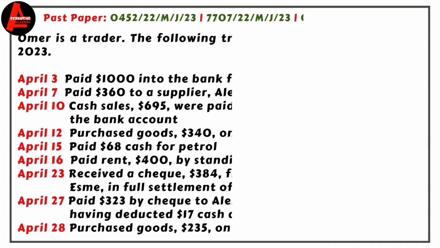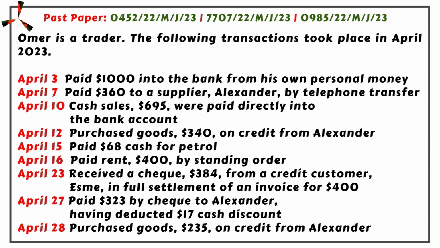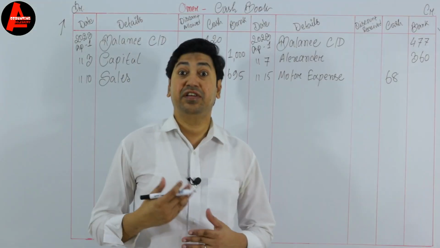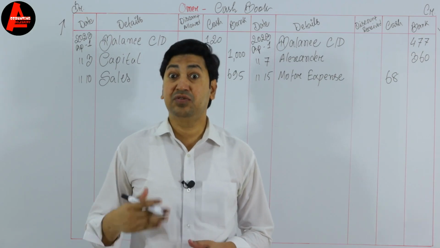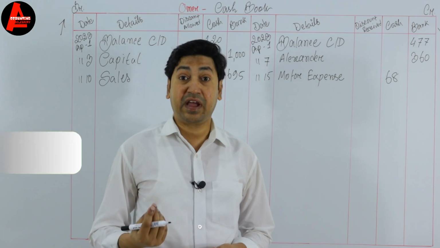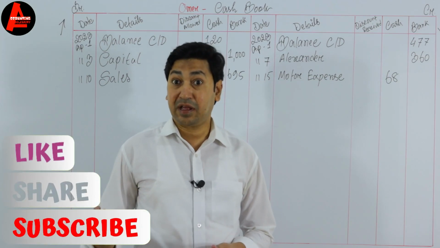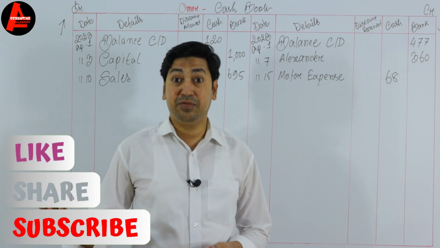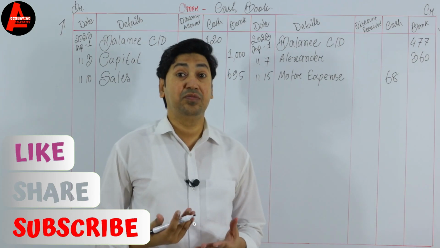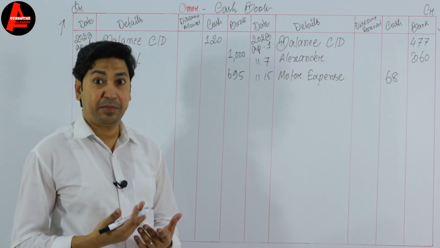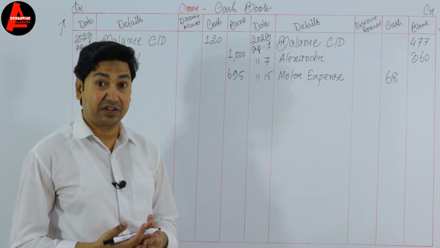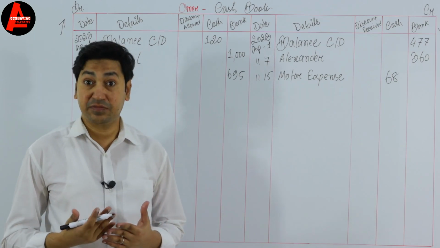Then we have April 16, paid rent $400 by standing order. Okay, rent is paid by standing order. What is a standing order? It is an instruction by the account holder to the bank to pay a specific amount of money to a supplier or an individual. It depends on the business who the payee will be. So here the amount is paid, the money has gone from the business bank, as rent. Rent is an expense.